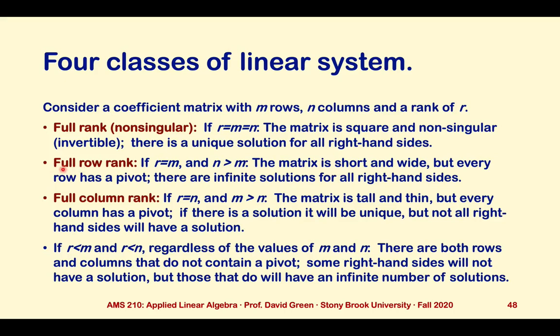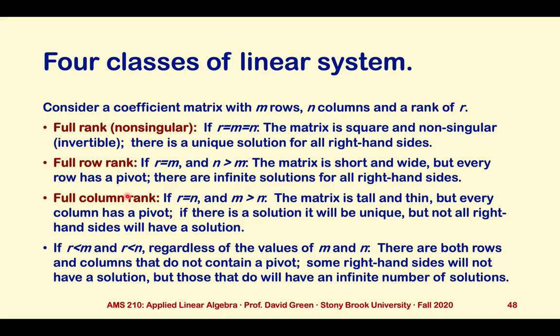We can also define the idea of a full row rank. In this case, the rank equals the number of rows, but n is larger than the number of rows. This is a matrix that is kind of short and wide. It has fewer rows than it has columns. But every row has a pivot. Every row has a pivot, so all right-hand sides have a solution. But there are more columns than there are pivots, so there are free variables. There are infinite solutions for all possible right-hand sides.